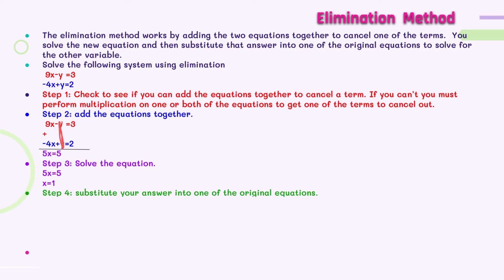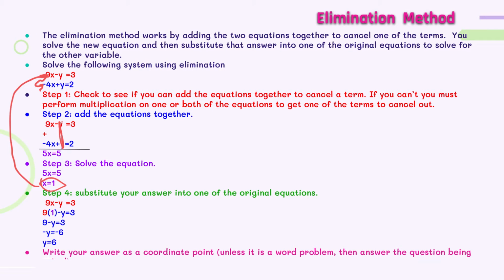Step 4 is to substitute your answer into one of the original equations. So I'm going to take this answer and substitute it into that one or that one. It doesn't matter which one. I chose to use the top one. I get 9 times 1 minus y is equal to 3. 9 minus y is equal to 3. Negative y equals negative 6. So positive y must equal positive 6.